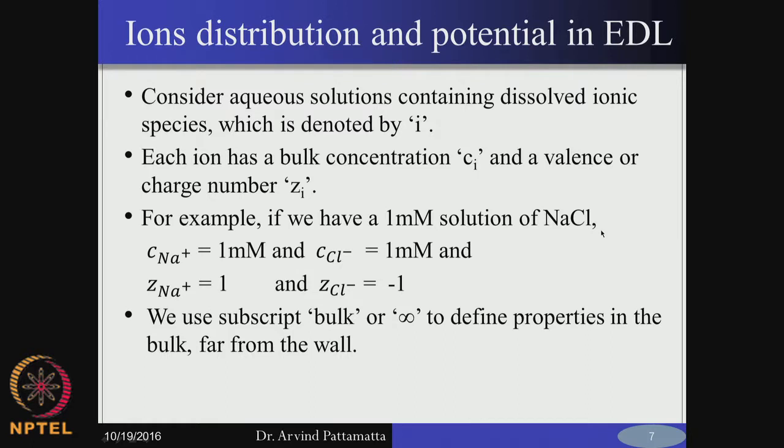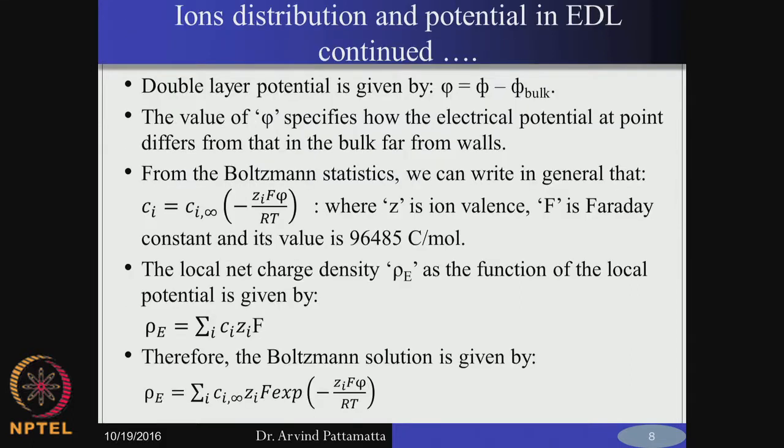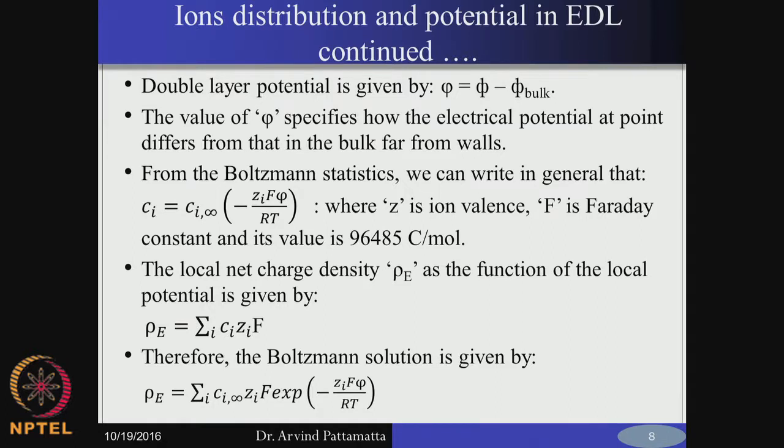Okay. So, we use the subscript bulk or infinity to define properties in the bulk far away from the wall. Now, why are we bothered about this bulk concentration and valence number? We know the double layer potential is given at any point from the wall to any region in the diffuse layer. The potential difference is nothing but the actual electrostatic potential at that particular location minus the bulk value. So, we want to understand how to calculate the net charge density based on this particular potential, right. This net charge density is what is going to cause the motion if you place an external electric field. So, how do we calculate the net charge density?